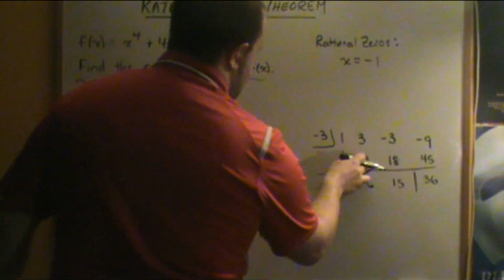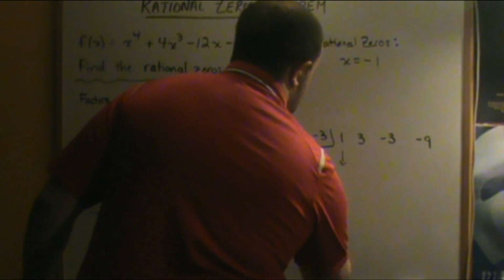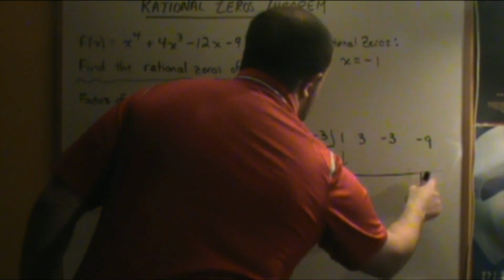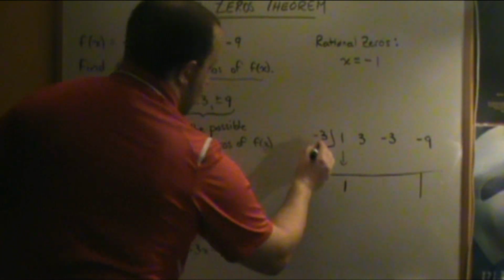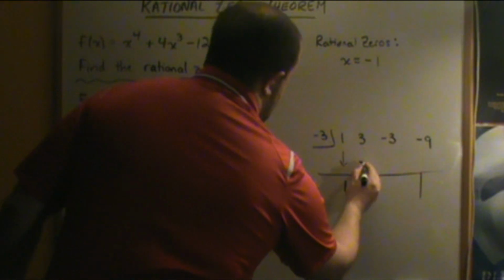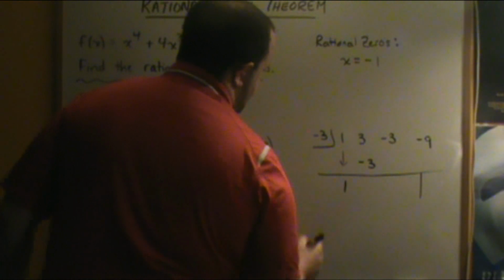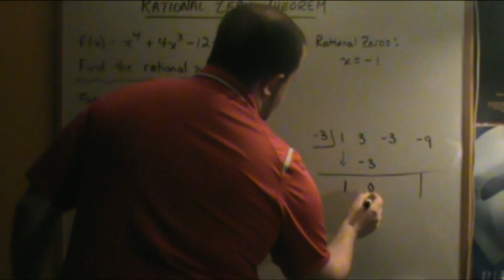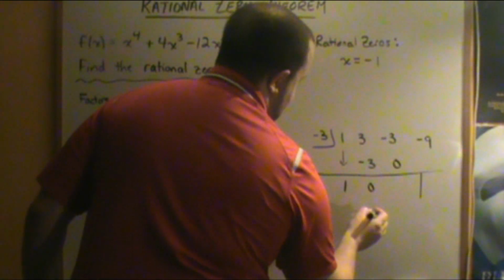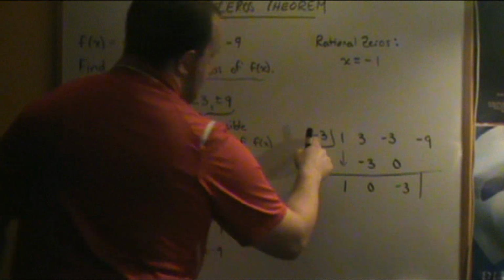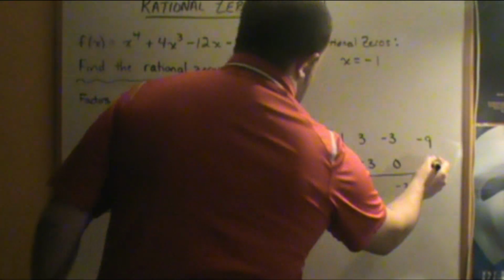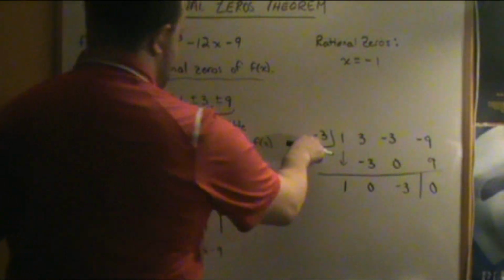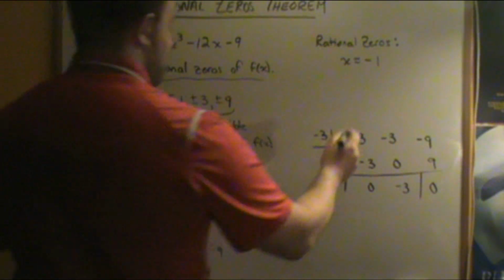Now let's try negative 3. Let's try negative 3 and see what we get. And we want a 0 right here. Negative 3 times positive 1 is negative 3. Negative 3 plus negative 3 is 0. Negative 3 times 0 is 0. Negative 3 plus 0 is negative 3. Negative 3 times negative 3 is positive 9. Negative 9 plus 9 is 0. So negative 3 is also a rational 0.